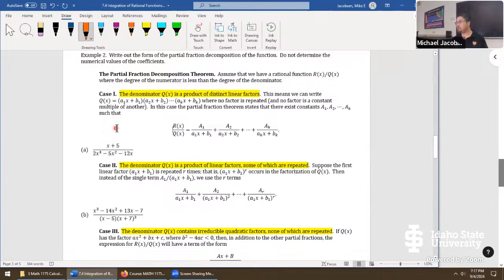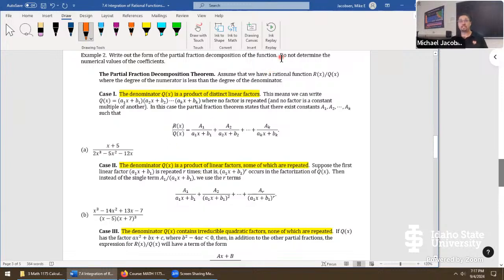So here's what happens in this situation. We have 4 different cases, and in case 1, Q of x, that's referring to the denominator down here, is a product of distinct, meaning everything is different, linear, meaning the degrees are all degree 1 factors. So if that's the case, the split up with partial fraction decomposition looks like this.